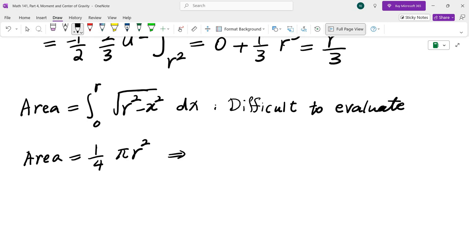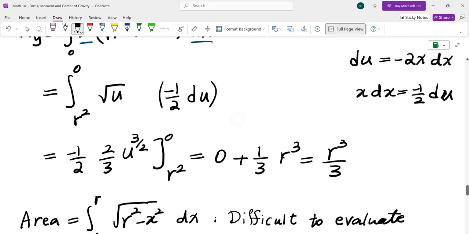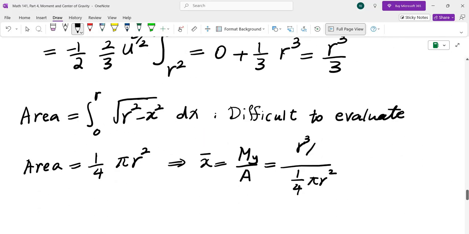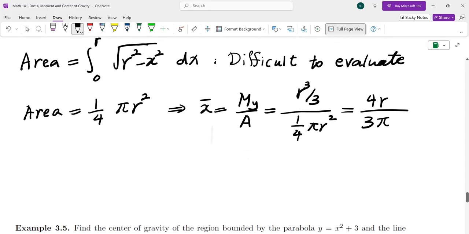So that tells us that x bar, which is m sub y divided by area, is going to be, so we have 1/4 pi r squared at the bottom. And then we have m sub y. M sub y is r cubed over 3. And simplifying, we're left with r on top, pi at the bottom, 3 at the bottom, and 4 on top.